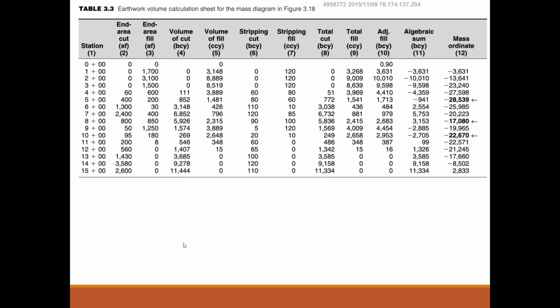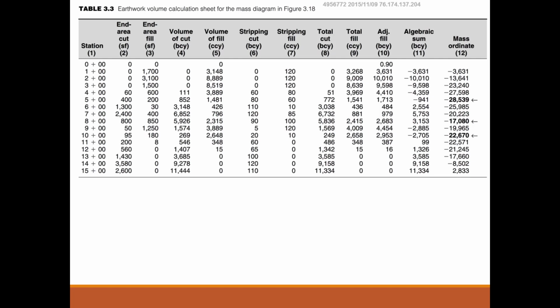This is a table that shows the stations, the end area cut and fill that we have done before when we were talking about the average end area method, and then going all the way to figuring out the cumulative cut and fill that you see at the very end here. Now the cumulative fill at the very end here is technically the ordinate that we're going to use to plot our mass diagram.